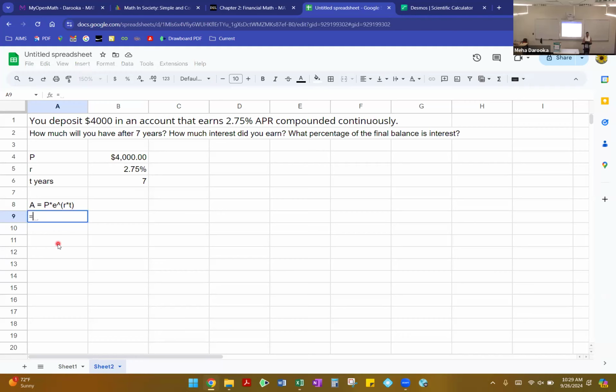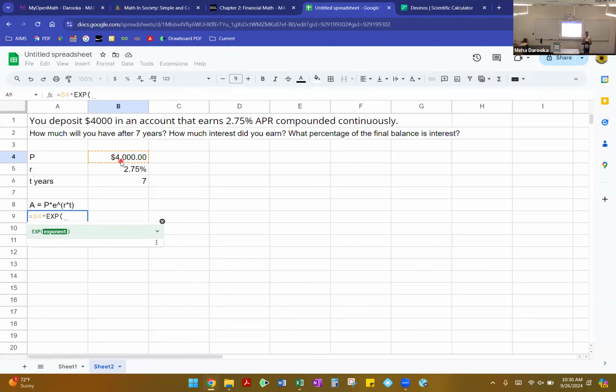So if we were typing this by hand, then we would of course say, okay, we're taking equal to 4,000 as our principal, multiplied by our natural number E. So remember, that was the exp function, so just type the exp. And I'm actually using the tab key on my keyboard to accept the function.